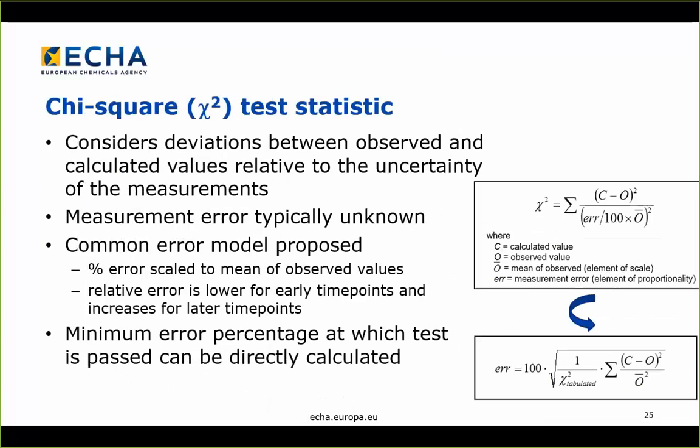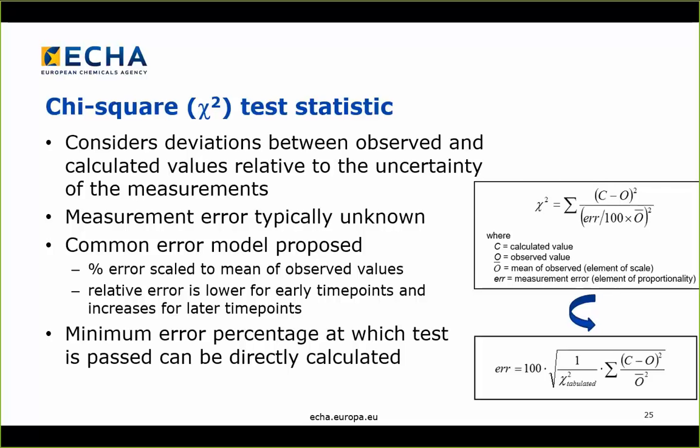Next tool is the chi-squared statistic, and this considers the deviations between your observed and calculated values relative to the uncertainty of the measurements. Okay? Now, in the kinds of experiments that we deal with, the measurement error is typically unknown. We'd have to repeat those water sediment studies or those lab soil degradation studies lots and lots of times to be able to quantify the measurement error. But we never really do that.